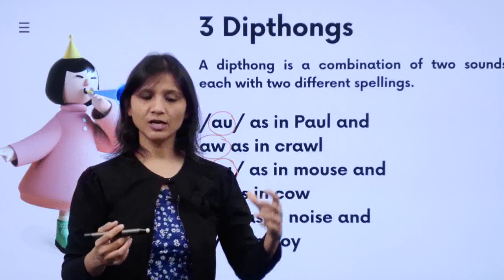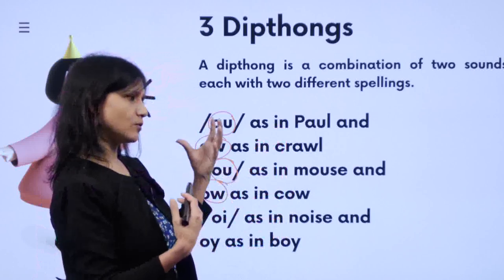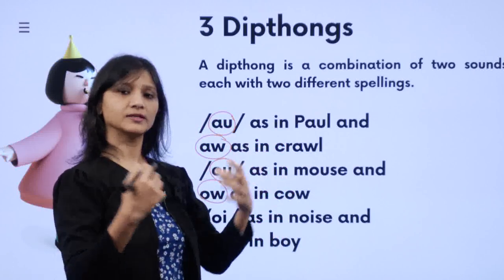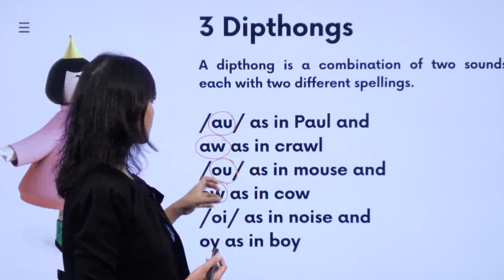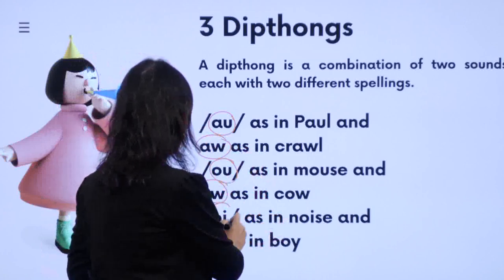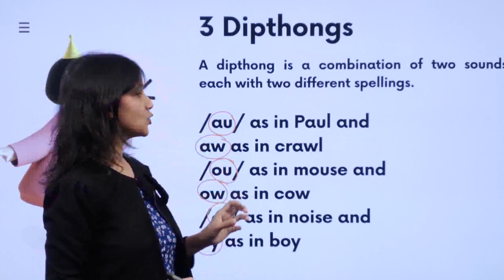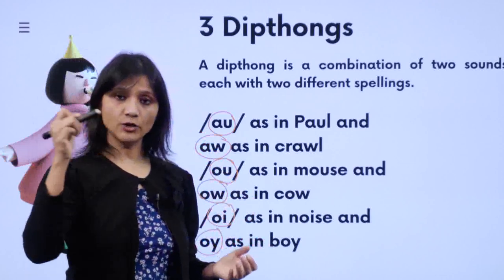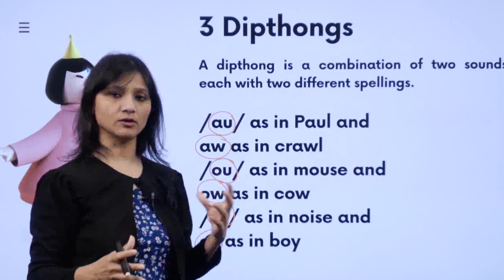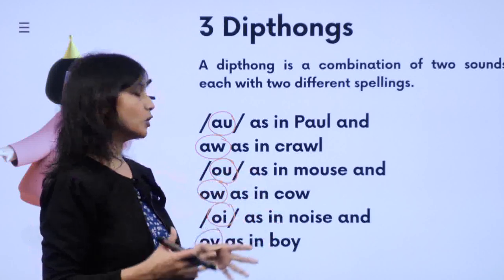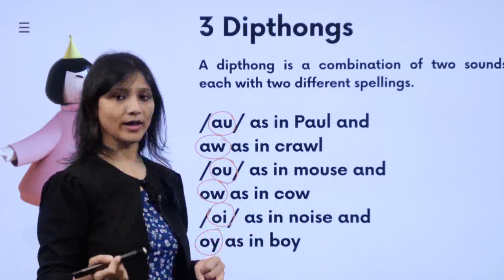So, it's so interesting, right? Two different letters, okay? You will think that they should sound different, but they sound same. A-U and A-W sound same, okay? O-U and O-W sound same. And O-I, oi. A-U is O, Paul. A-W is O. A-U and A-W have same sound, O. O-U and O-W have same sound, ow, cow. And O-U, mouse, same sound, ow. And O-I and O-Y, oi, have same sound.